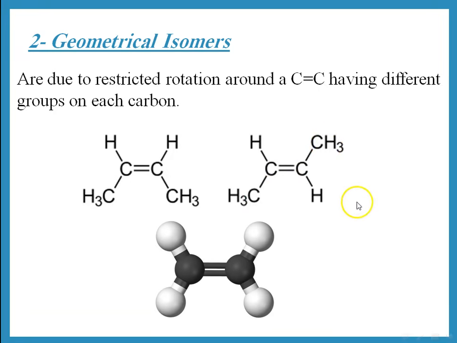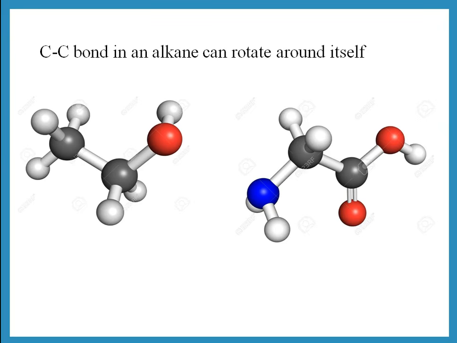And these two are what we call geometrical isomers, and these are two different compounds because there is restricted rotation around the double bond. Now, what does that mean? If I have an alkane, it has only single bonds, and the single bonds can rotate around each other. So I can change the compound, that red ball, up or down. That means that I can rotate them around each other. This is because they have only single bonds.